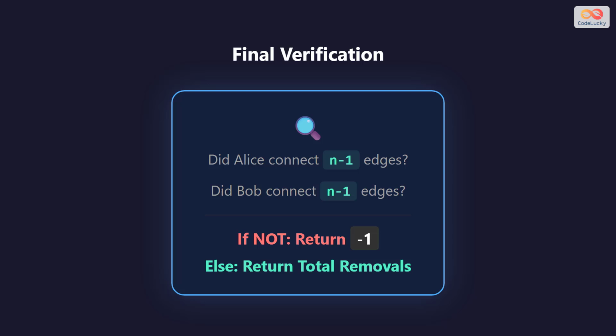After iterating through all available edges, we must perform a final check. A fully connected graph with n nodes requires at least n-1 edges. We check if Alice's DSU has merged n-1 times, and if Bob's DSU has also merged n-1 times. If either failed to connect all nodes, we return -1. Otherwise, we return the total count of removed edges.